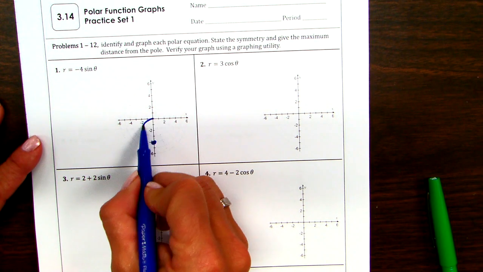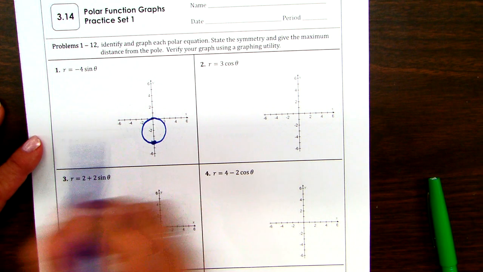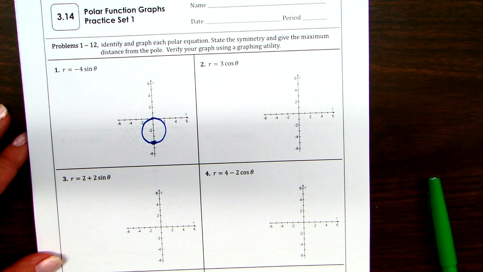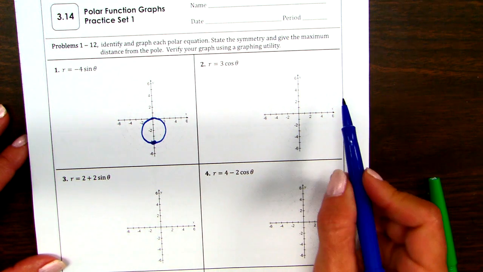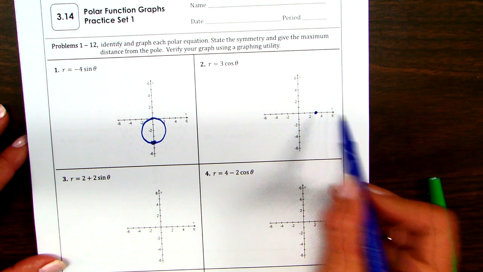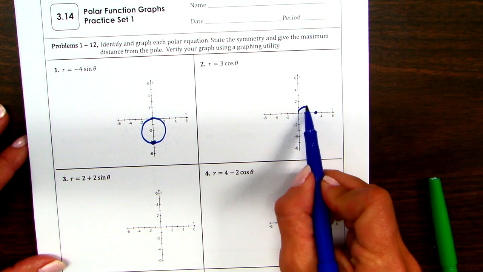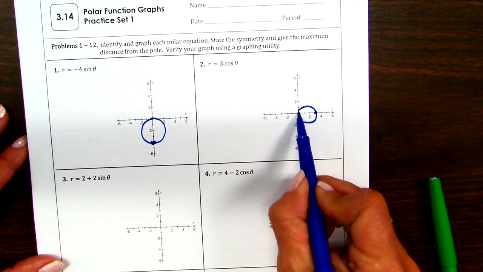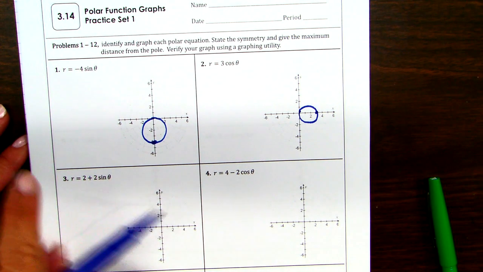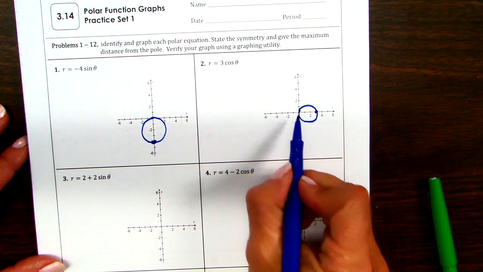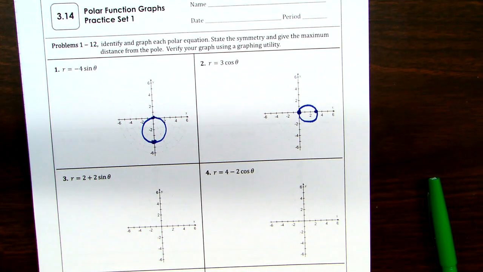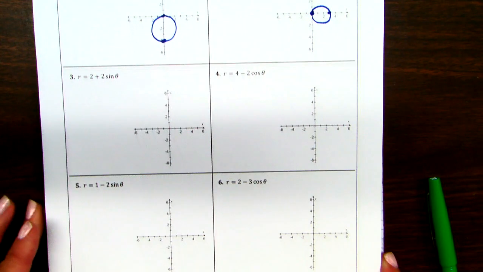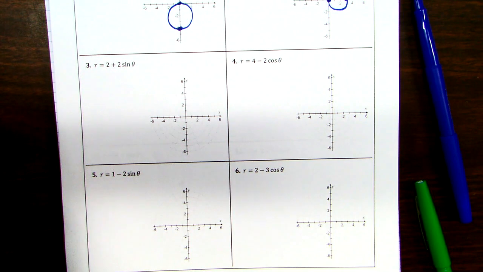So look, here it is. Circles are our favorite. How about this guy? Which direction am I going to go? Right. 3. Make a circle. And so notice these circles don't cross the other axis. They all touch the pole. So you have a point there and a point there. That's it.